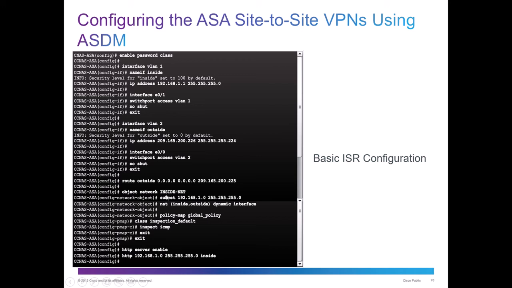Here's an object network called inside net, 192.168.1.0. That's going to be a NAT dynamic interface. You create the policy map, inspect, and enable the server. So these are the basic settings that you will always use for a site-to-site VPN on an ASDM.